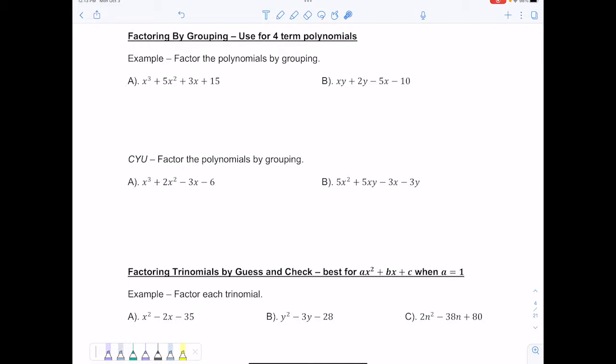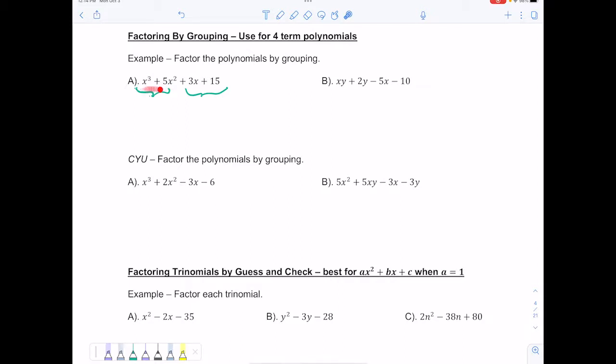Sometimes you have to rearrange the terms to group and look for the greatest common factor, but usually the problems are set up, or the problem just happens to end up where you can group the first 2 terms, and then the last 2 terms together. So we're going to group these first 2 terms together, and we're going to group the last 2 terms together. And what you do is you pull out a greatest common factor from each of the terms. So that's why it's important to understand greatest common factor.